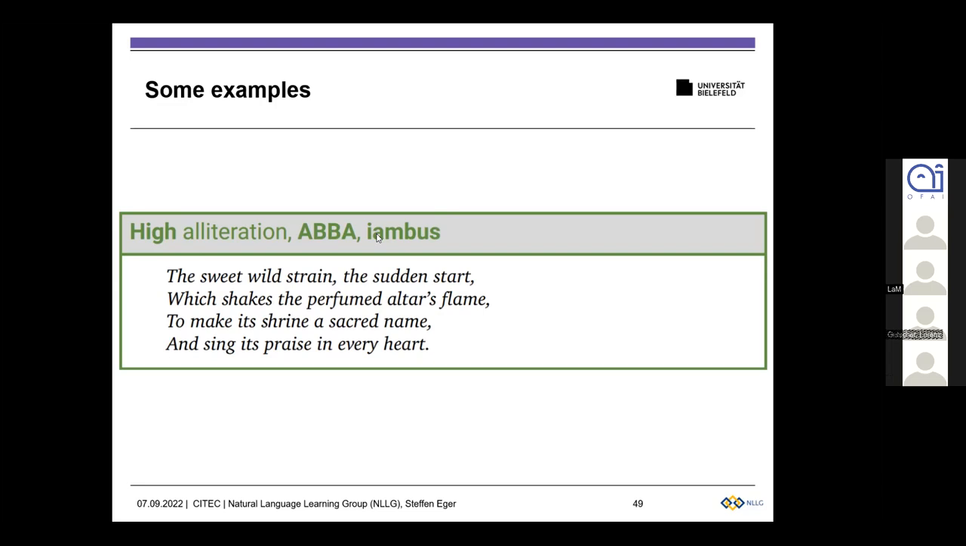When we look at the jambus, it's like unstressed, stressed. We also see that this is satisfied at least to a certain degree, or to a good degree. For example, if we read it, the sweet, so this is unstressed, the sweet, wild, so here maybe it's violated, strain, the then start, so makes sense.